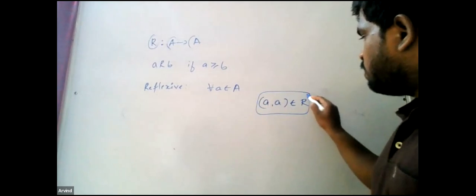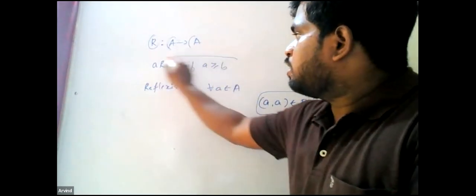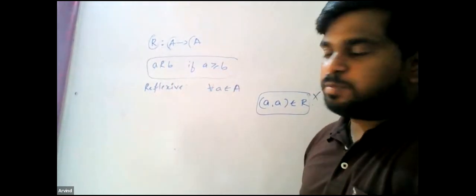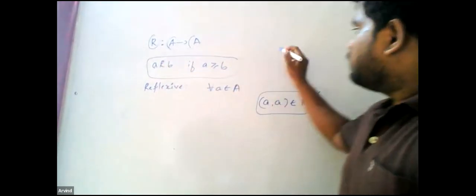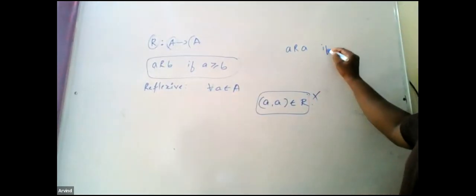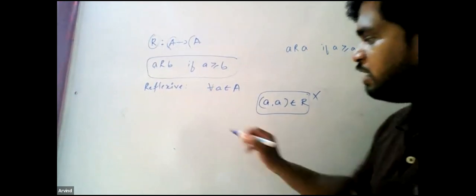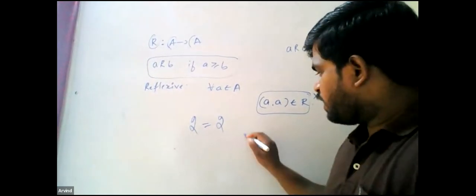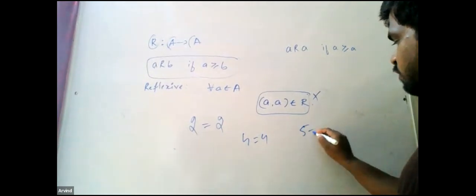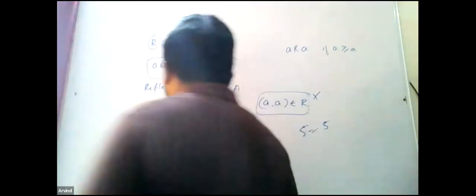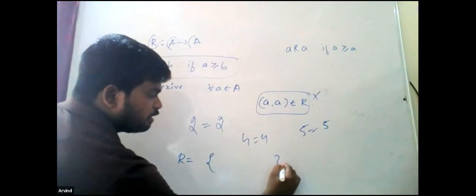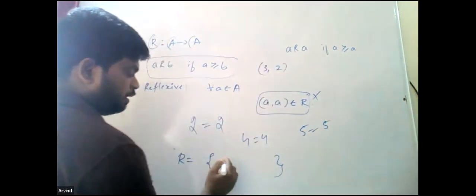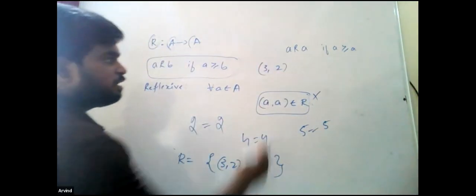When do we say (A, A) belongs to R? Read this carefully. A is related to B if A is greater than or equal to B. So (A, A) belongs to R means remove this B: A is related to A if A is greater than or equal to A. Meaning, you take any element, for example 2, it is equal to 2 itself. You take 4, it is equal to 4 itself. You take 5, it is equal to 5. Very simple. When can you write a pair in this relation R? Two elements, for example (3, 2) comes in this relation. Why? 3 is greater than 2.